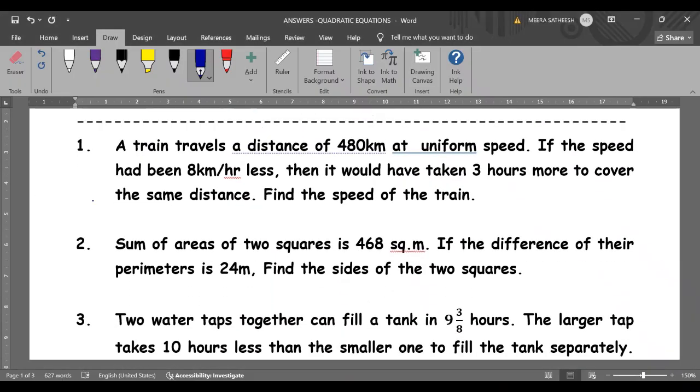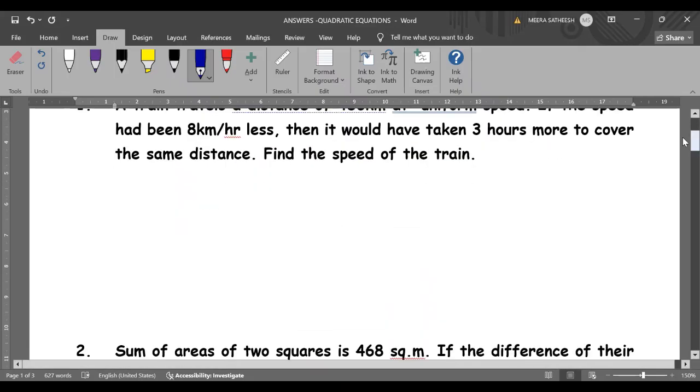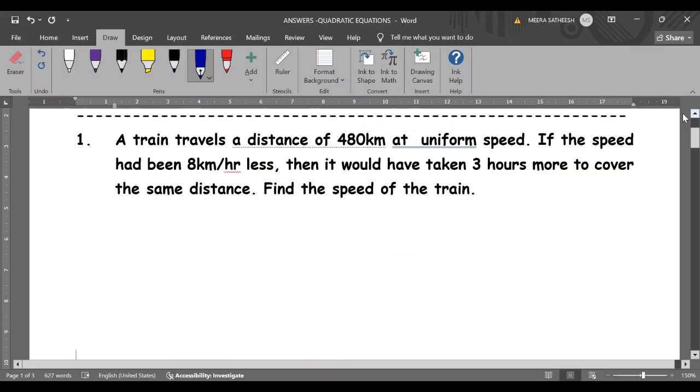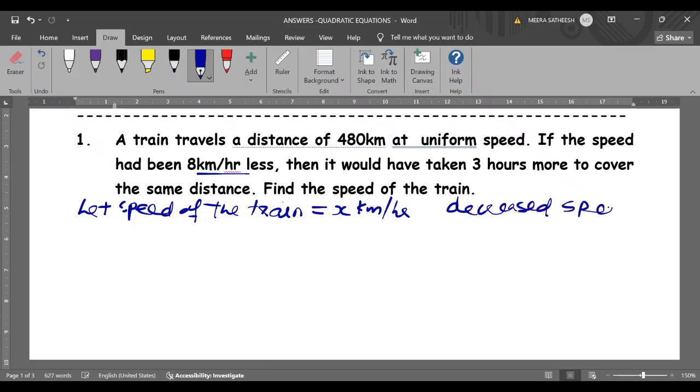Okay, so let us assume, what can we assume here? We have to find the speed of the train. So let the speed of the train be x kilometer per hour. Now, if the speed had been 8 kilometer per hour less, so the decreased speed will be x minus 8.